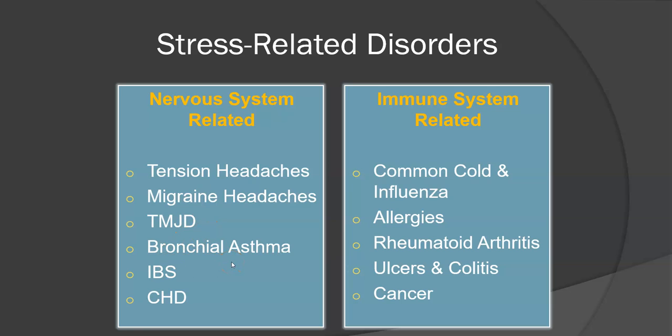Bronchial asthma is considered nervous system related. IBS, that's irritable bowel syndrome, and CHD is coronary heart disease.